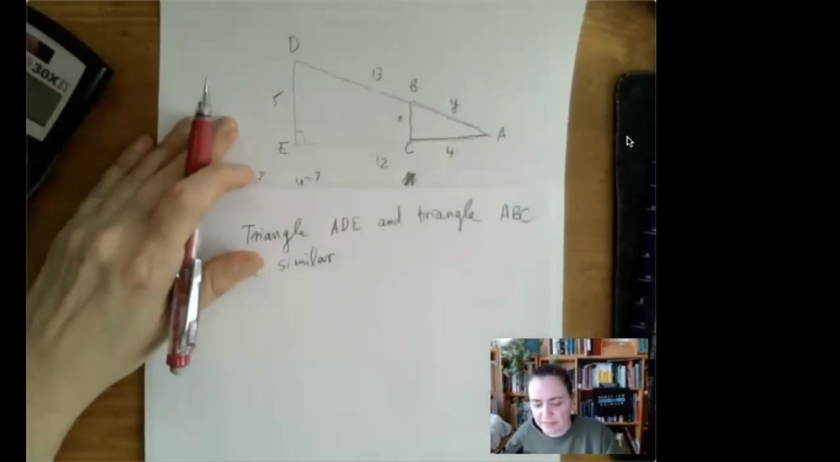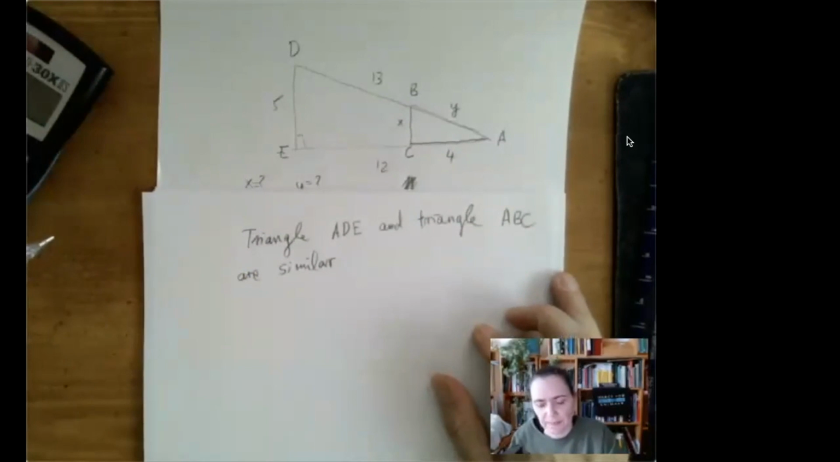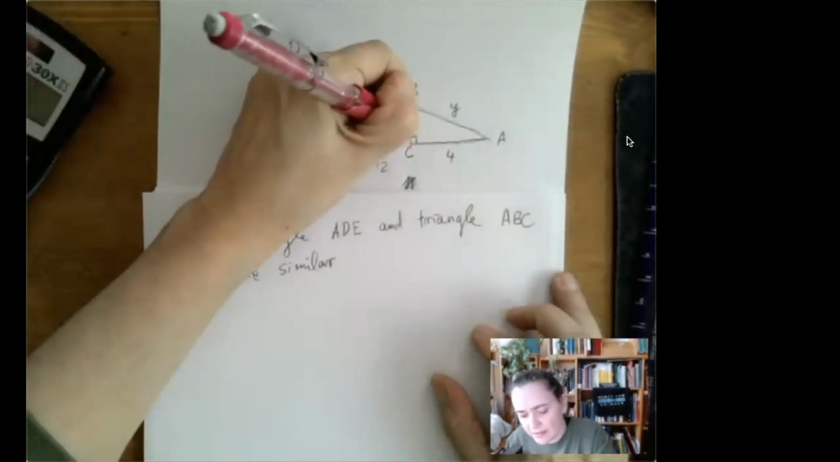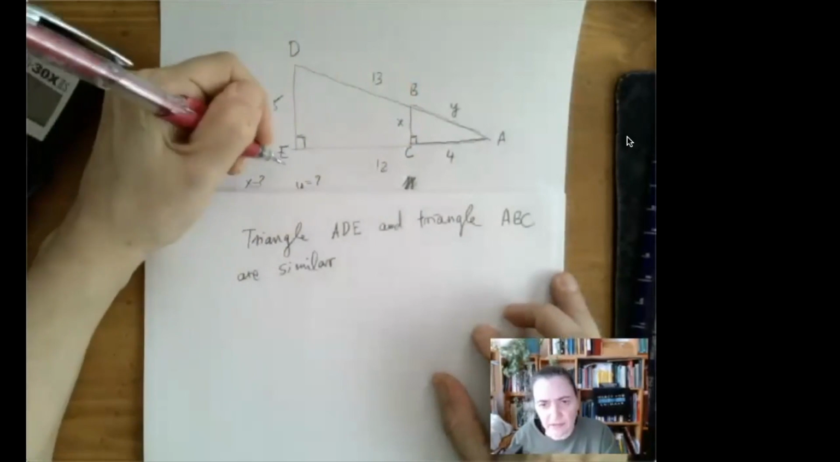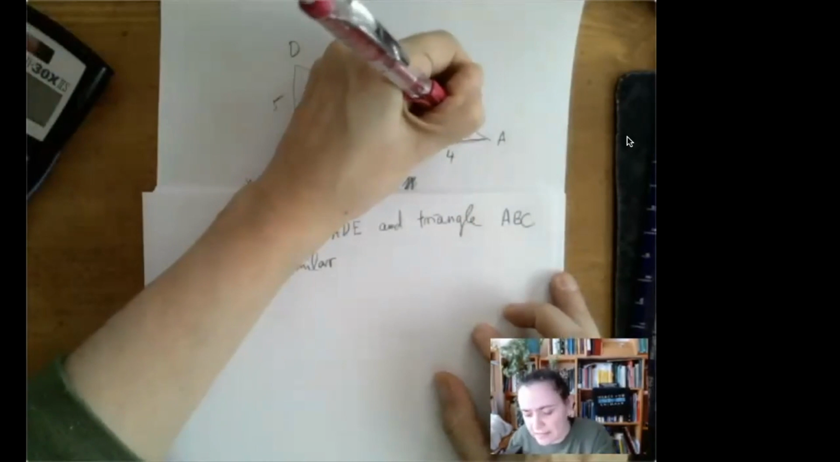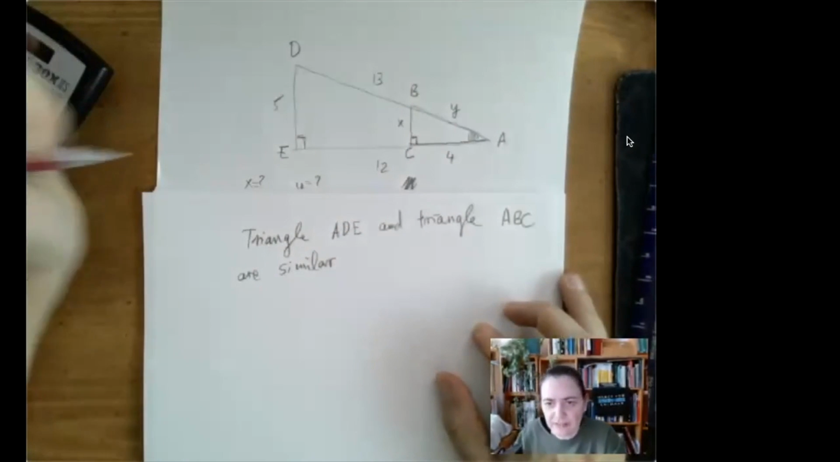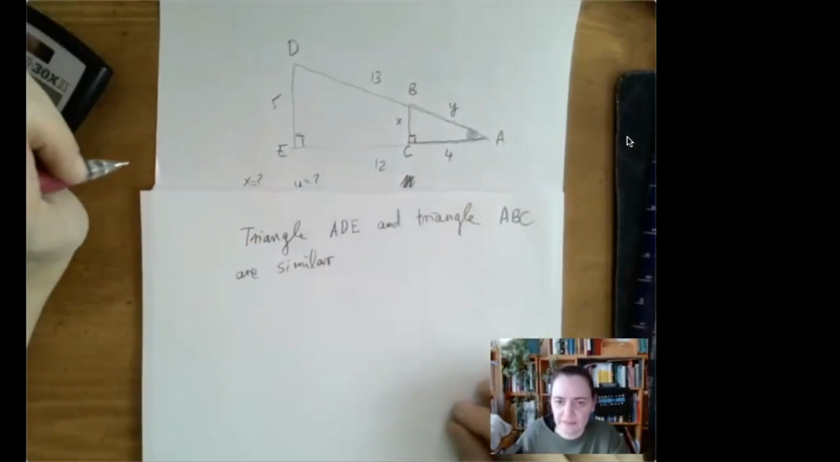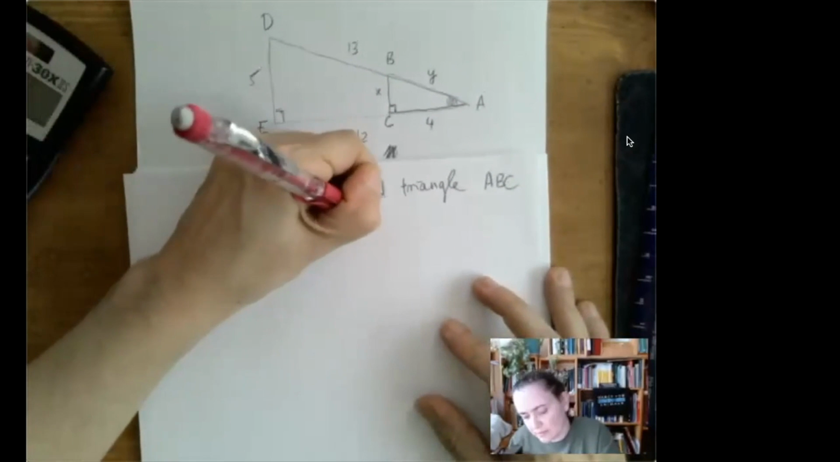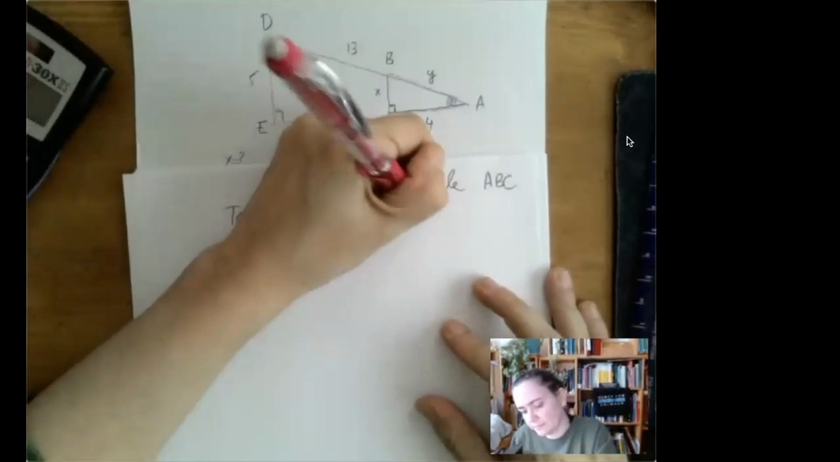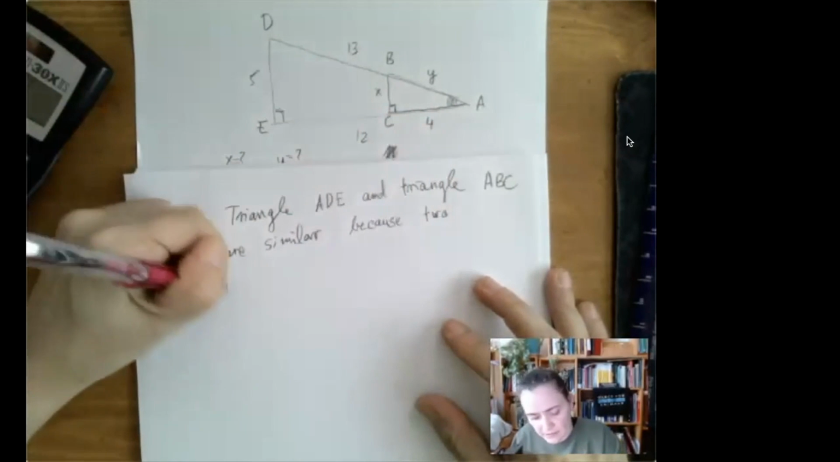So why are they similar? Well, they have the same angle. And two angles are enough. Well, there is a right angle in both of them. And then this angle, they literally share. It's not just the same measure. It is the same two lines that form it, right? Because two pairs of angles are the same.